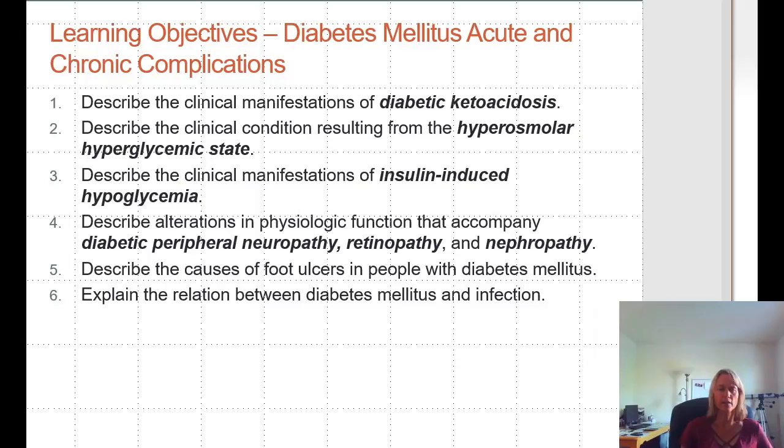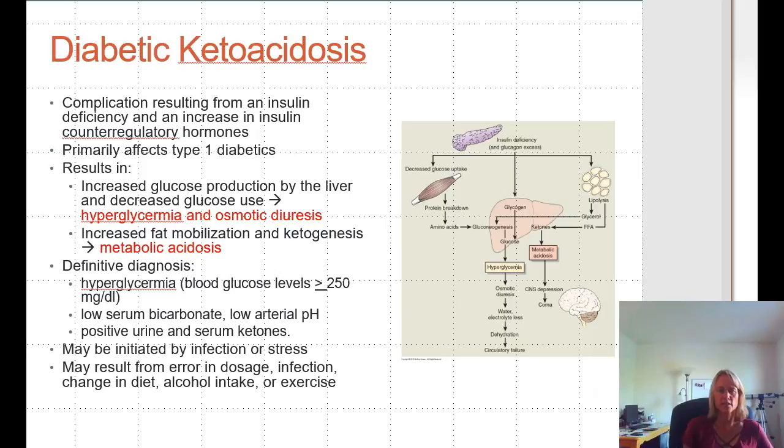Okay, now we're going to take a look at acute and chronic complications of diabetes mellitus. An acute complication is diabetic ketoacidosis, and this results from insulin deficiency and an increase in insulin counter-regulatory hormones such as glucagon. This is mainly a problem in type 1 diabetics, and it's going to result in really high hyperglycemia, and this is going to cause osmotic diuresis, as well as increased fat mobilization and the formation of ketoacids, and this is going to result in metabolic acidosis.